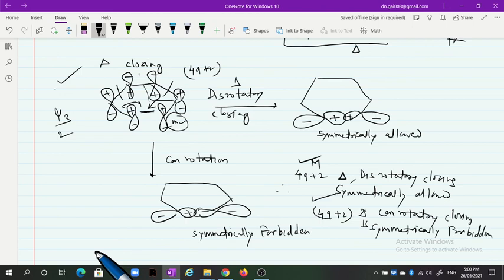Similarly you can find out for the photochemical reaction. This is all about the FMO approach. This is very easy, and in today's lecture we have discussed it briefly.